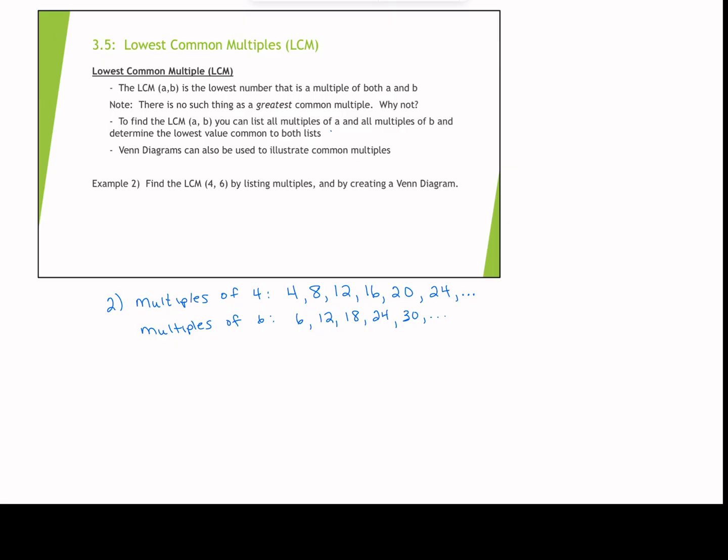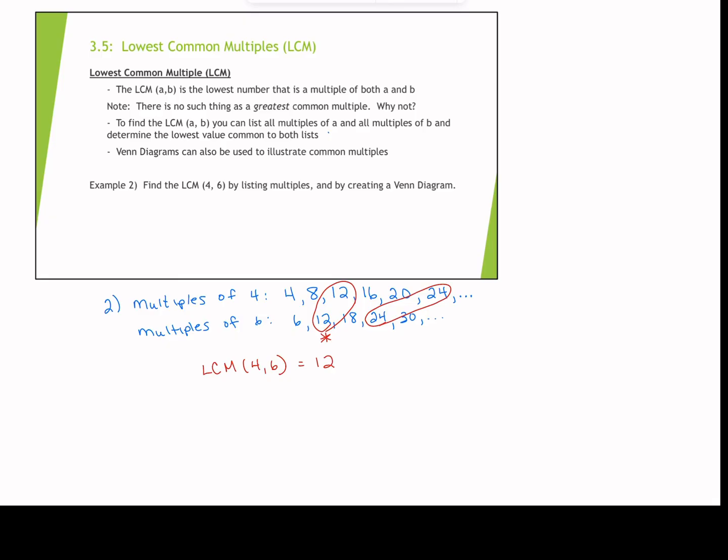If I take a look at what's common between those lists for just the values that I've included, we can see that 24 is common to both lists, but there's actually a smaller value here. We can identify that 12 happens to be the very least common multiple for those two lists. So given that we're being asked to find the LCM for both 4 and 6, we would say that our answer in this situation is 12. 12 is the lowest common multiple that we can identify for both of those lists.